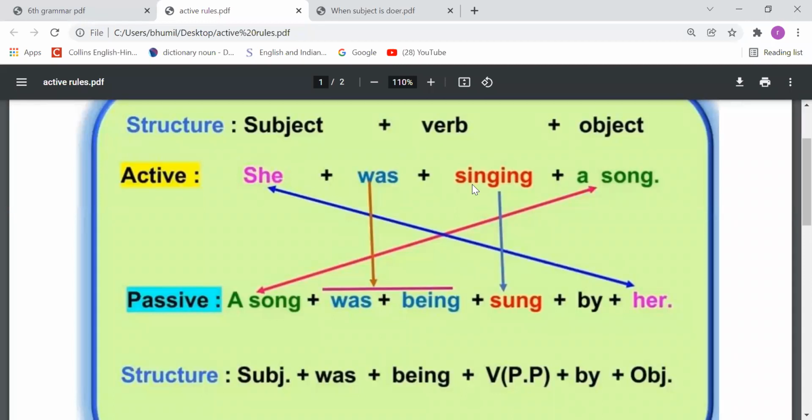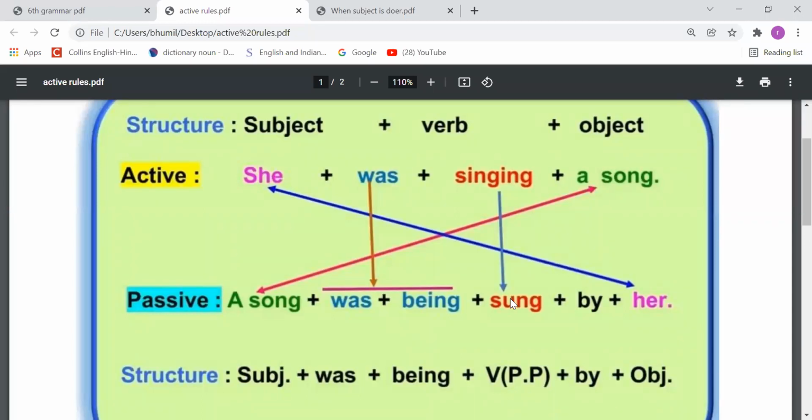But see the main verb. The main verb is in the ing form because we are talking about the past continuous tense, right? So due to this, we have to use the ing form of be, so we have written being, right? And what about the main verb? The main verb we always have to write in the third form, meaning the past participle form. The rule is very simple, right?